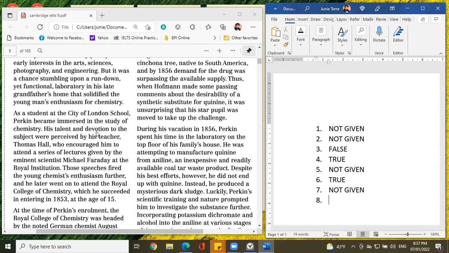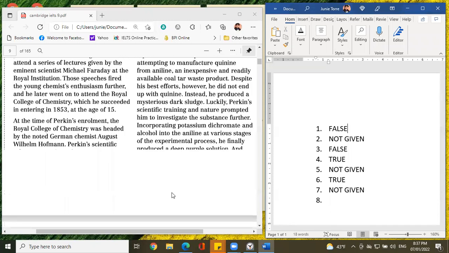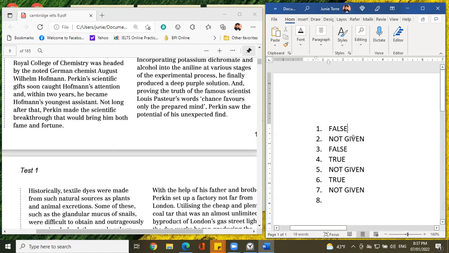His talent and devotion to the subject were perceived by his teacher, Thomas Hall. Or maybe not Faraday, but Thomas Hall. Maybe this one is false, guys. False. Maybe, because I'm looking at the pattern. False, not given, false, true. Not given, true, not given. That's a better pattern.